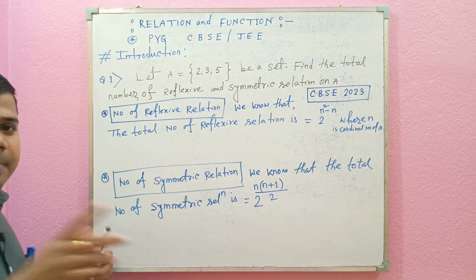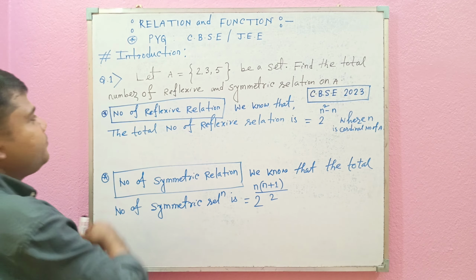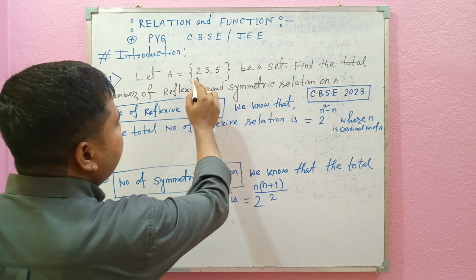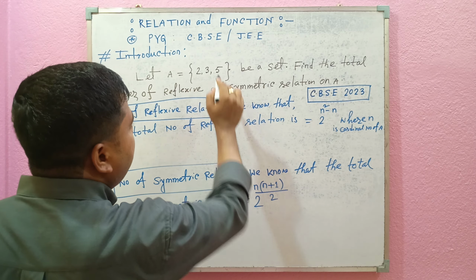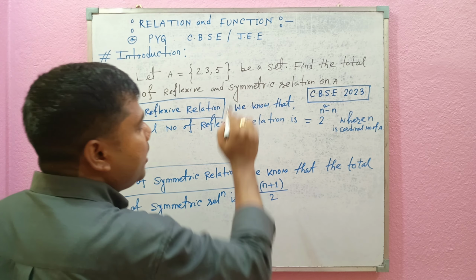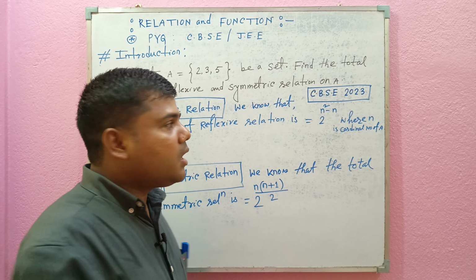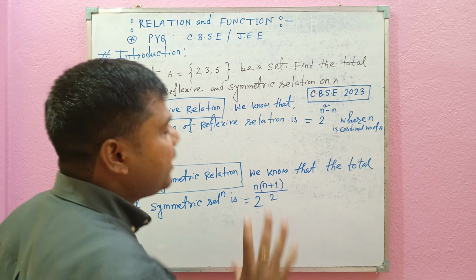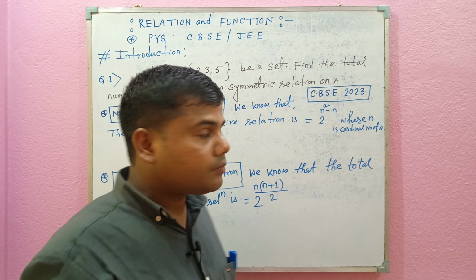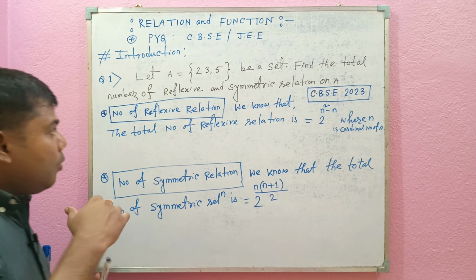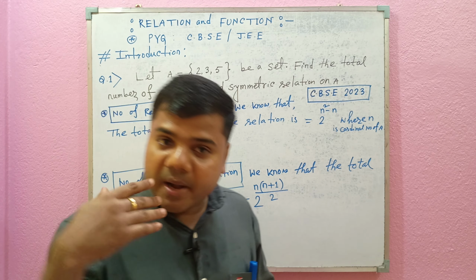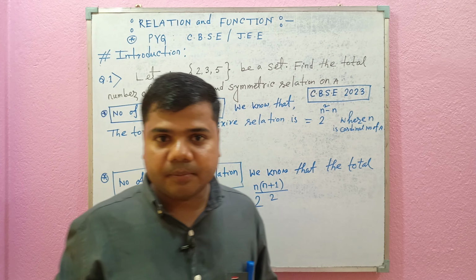Question number 1, it is given that, please follow this. Let A be a set which contains 3 elements, 2, 3 and 5. Find the total number of reflexive and symmetric relations on A. We have to find the total number of reflexive and symmetric relations.